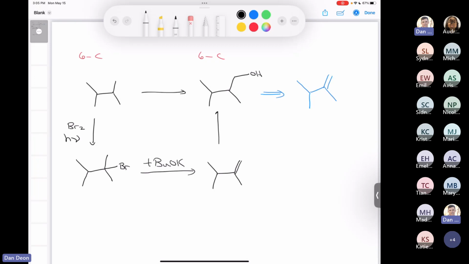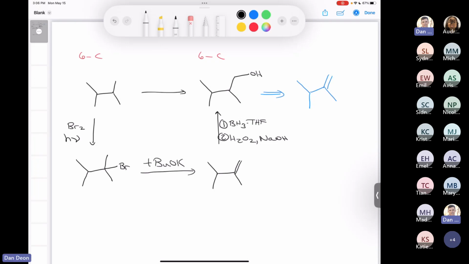And if we want to make this alcohol, all we have to do is an anti-Markovnikov addition of water. Who remembers the first step of the anti-Markovnikov addition of water? Anybody remember? Exactly. Yeah, you got both steps. You have borane and THF, followed by hydrogen peroxide and sodium hydroxide. And there you have it, my friends. That's it. That's the whole synthesis.